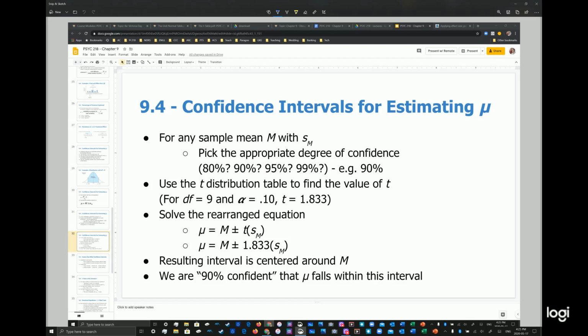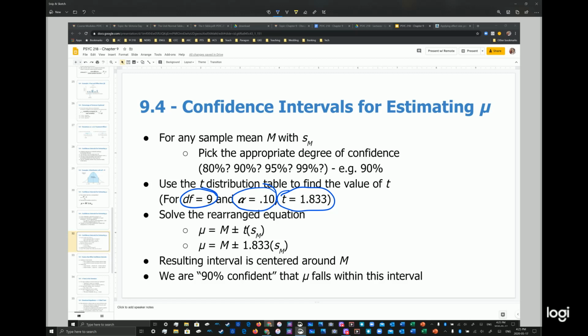And we use the t-distribution table to find the values of t, depending on your degrees of freedom and what percentage you're looking for. Again, you'll be basing that on 1 minus the confidence level, which would be your alpha. And then you'd find your corresponding t-value. In this case, we had degrees of freedom of 9 and a 90% confidence interval. Therefore, alpha is 10% for two tails, and the corresponding t-value would be plus or minus 1.833.